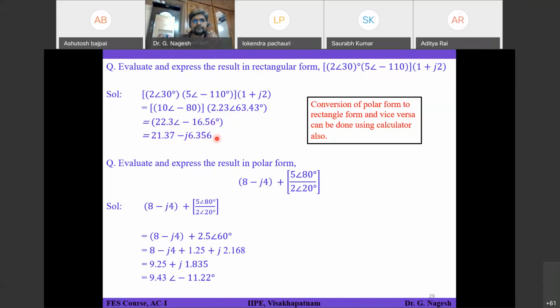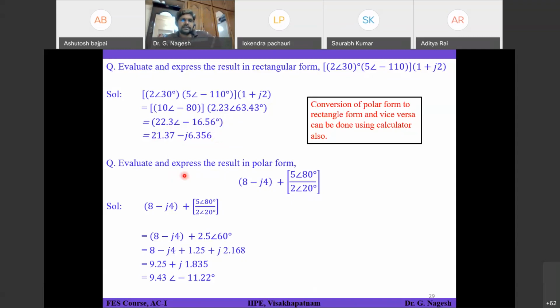Somebody can check whether you are getting this answer or not. You are simply doing cos theta plus j sin theta. That's all. This is how you have to do it mathematically. You can check in the calculator also. There is an option of converting simply rectangular to polar. If you give a plus jb, you will get r at an angle of theta, and they will directly give you the answer.